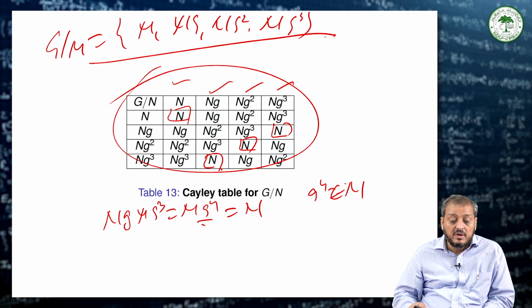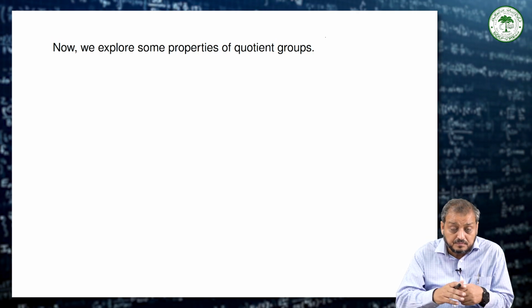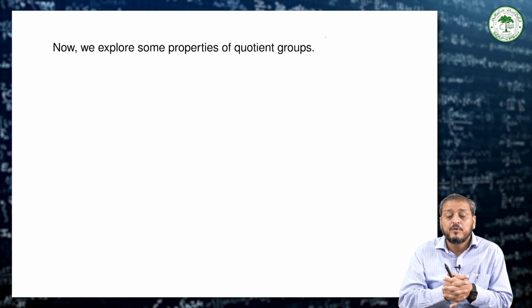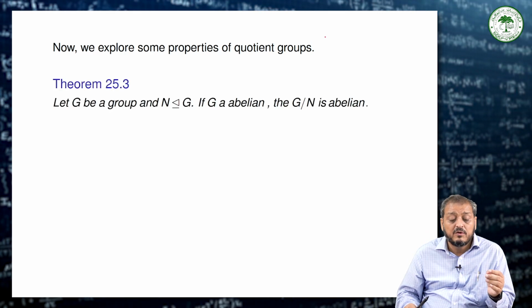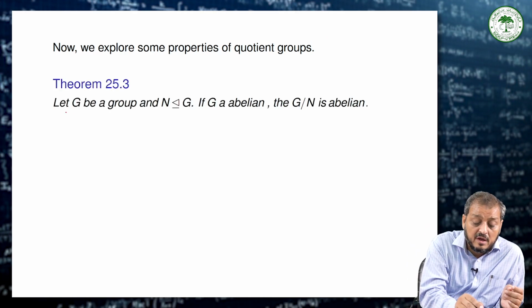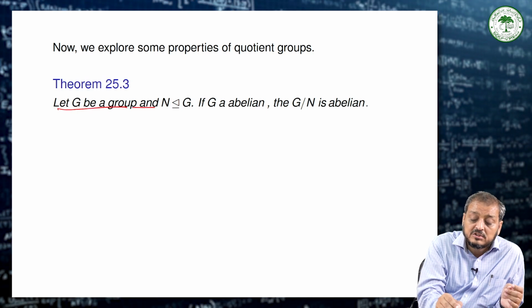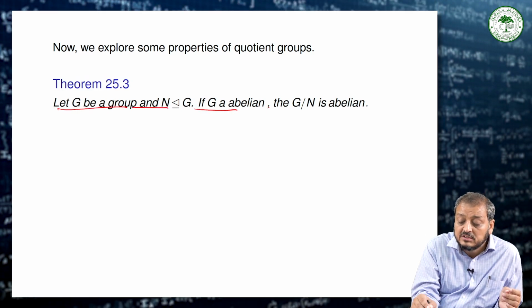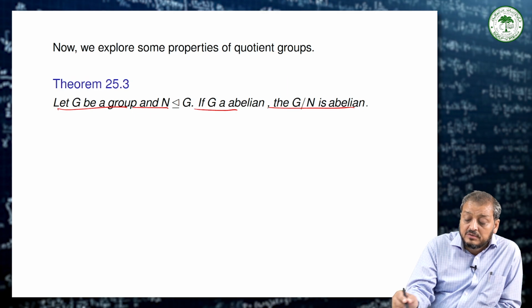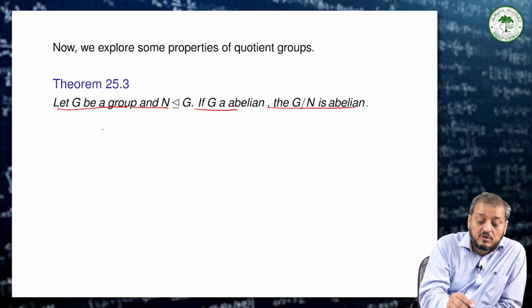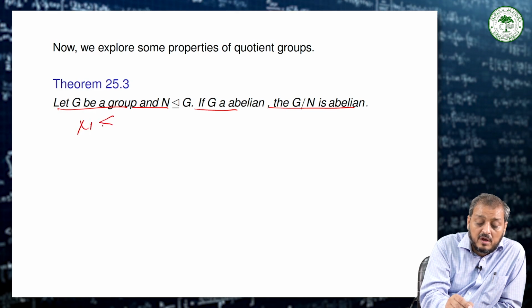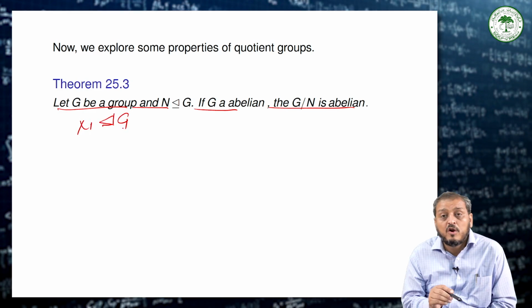Okay, so now we have to explore some properties of a quotient group. The first one is, let G be a group and n a normal subgroup. If G is abelian, then G by n is abelian. So this means we have a group G and n is a normal subgroup.